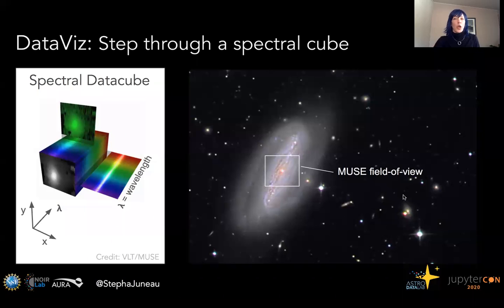Okay, so just to give you a quick background, we're looking at this galaxy here on the right-hand side, and the square shows the region for which we have what we call a spectral data cube. So a spectral data cube, instead of just being an image, at each point of the image, called a spaxel, we have a spectrum. So we can slice and dice this cube, so we can either look at images at different colors, or we could, at different locations, look at the spectra.